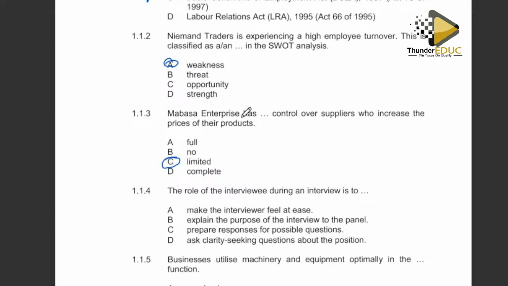So now 1.1.4, the role of the interviewee during an interview is to what dash, meaning the appropriate answer in this regard is going to be D.